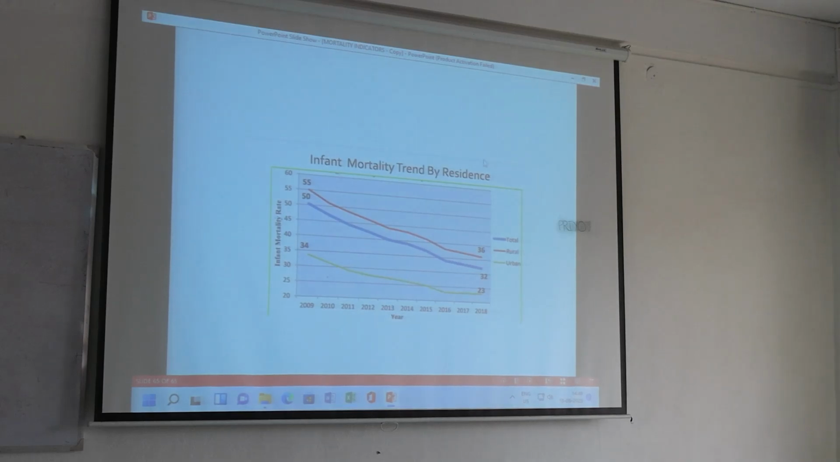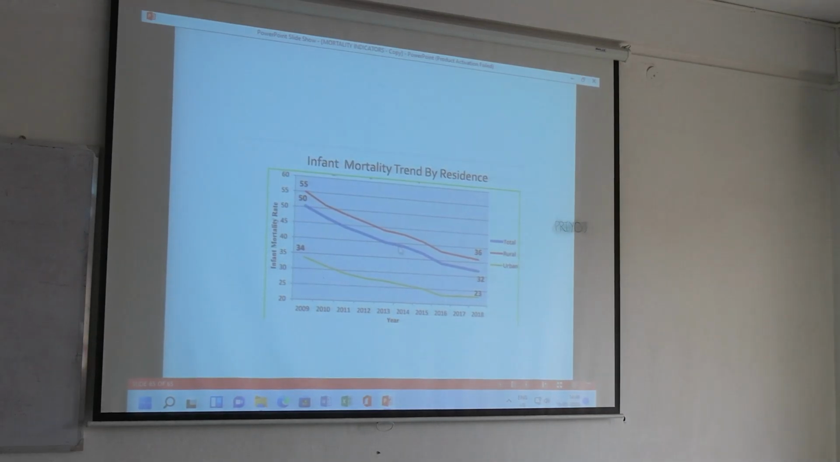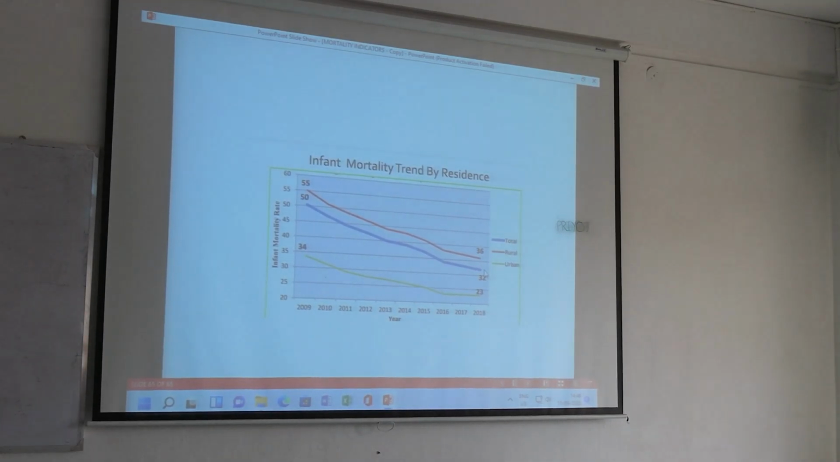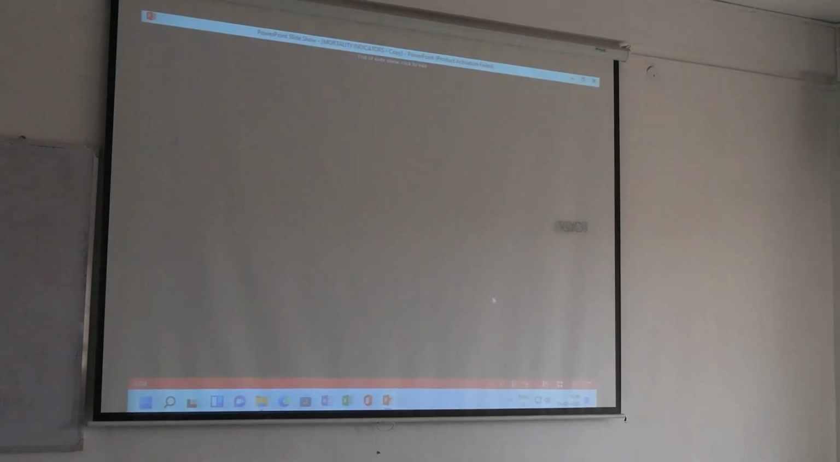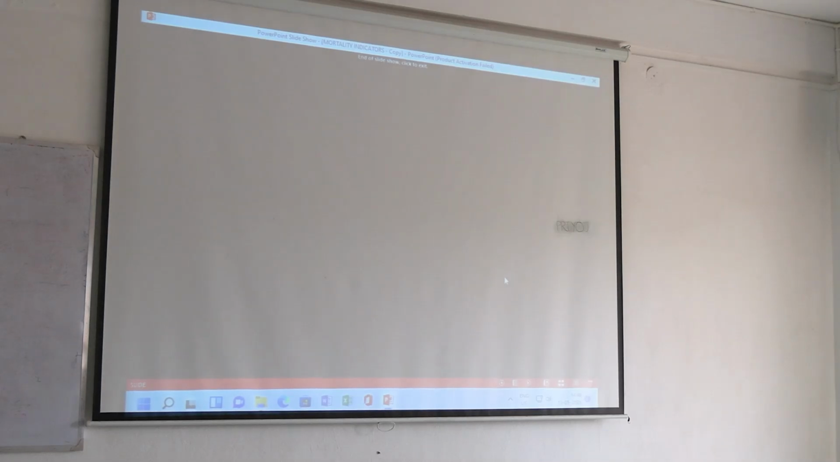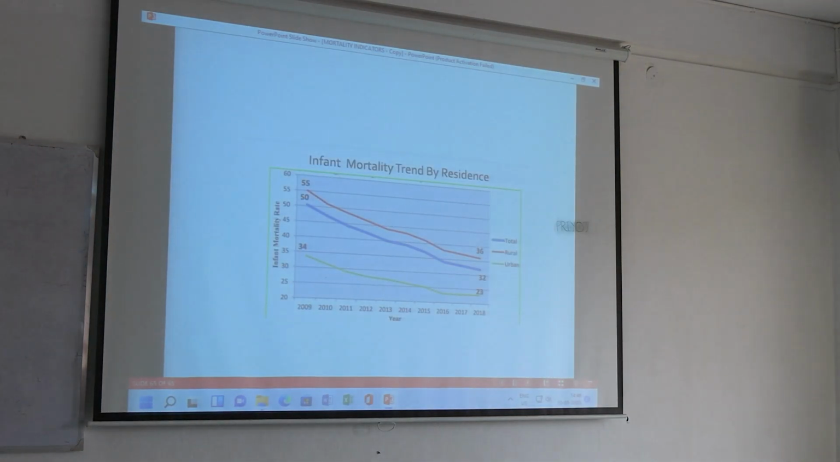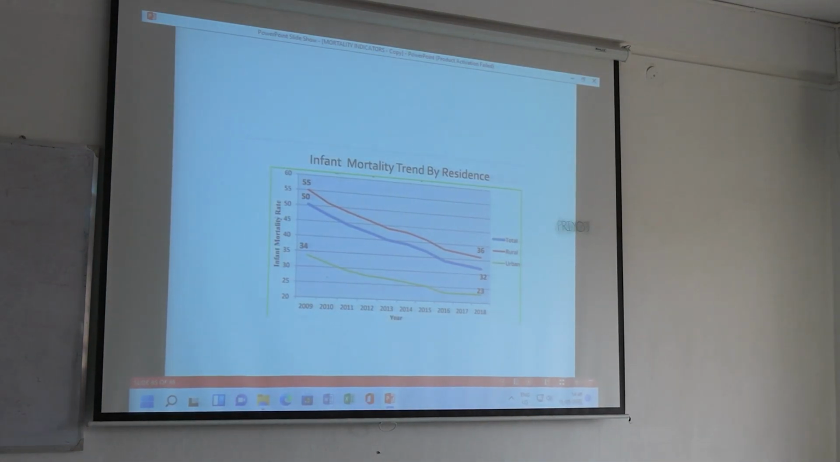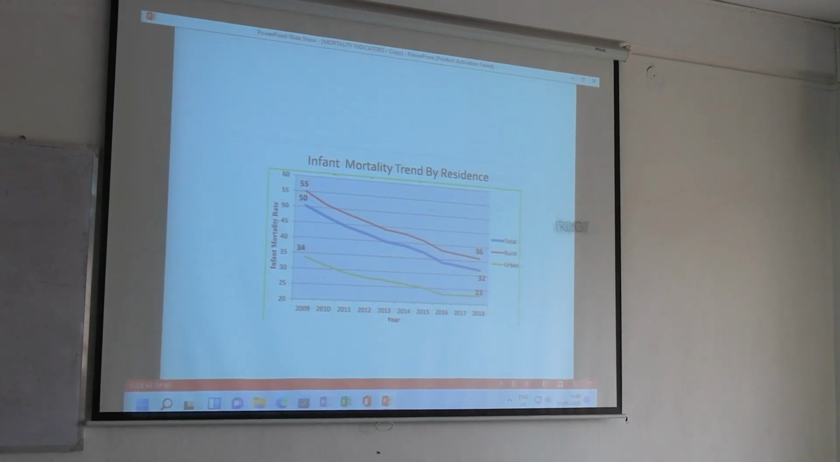And again, here there is a declining trend. The total dropped from 50 to 32 by 2018. Now it is even less. So we need to bring it down to the baseline. Similarly, in rural areas it is the same. Both rural and urban areas are showing a declining trend.